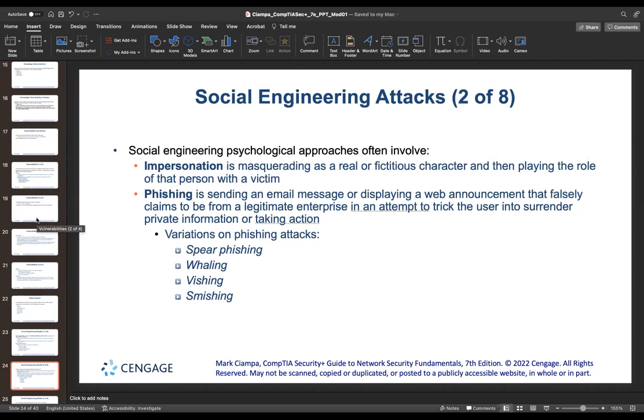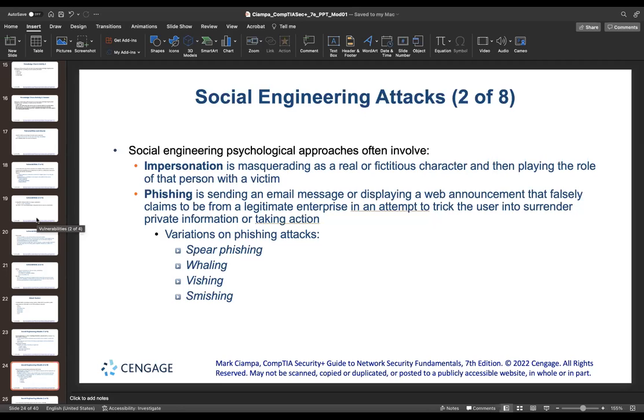Does anybody know what vishing is? It's voice over IP phishing. So voice over IP phishing is called vishing. And that's when somebody calls you and tells you that your Bank of America account was compromised and they need to make sure it's you. So they ask for your information. What is your password? What are your last four digits of social? And you give them all up on a phone call.